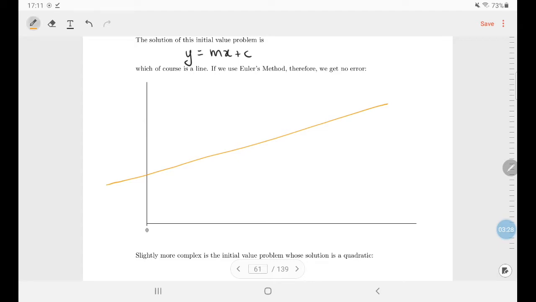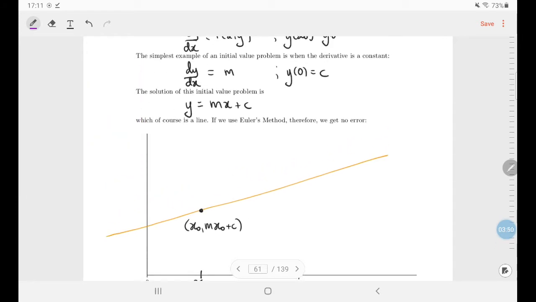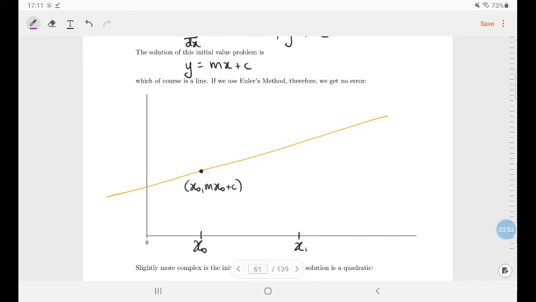Now we can start actually wherever we want. We don't have to start at x equal to 0. We can start at x0. And if you go to x1, it doesn't even really matter what the step size is. So this would be x0, mx0 plus c. And you'll say to yourself, okay, what is the slope of the tangent there? You'll get it from the differential equation. It's a constant. So you'll move along the tangent, and aren't you going to get exactly the right answer? So the error in the Euler method here is 0.